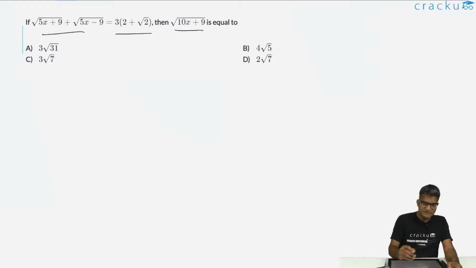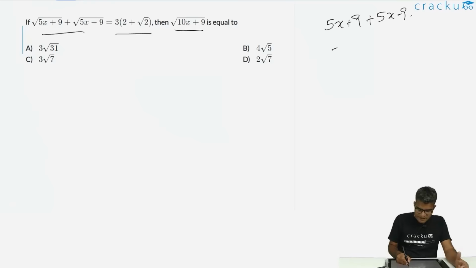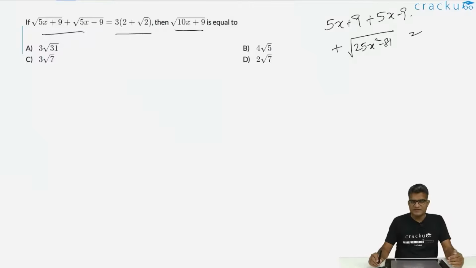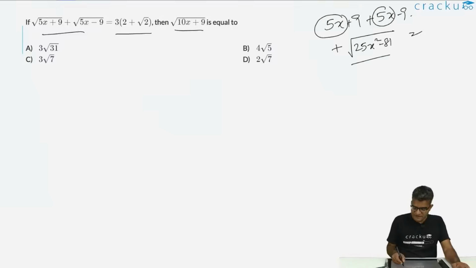In these kind of questions, if you directly square this expression, you are going to get 5x plus 9 plus 5x minus 9 plus square root of 5x plus 9 into 5x minus 9, which is 25x square minus 81, is equal to the square of 3 plus 2 root 2. This looks messy because we will have the value of x outside the square roots, we will have the value of x inside the square root, so it just looks more complicated.